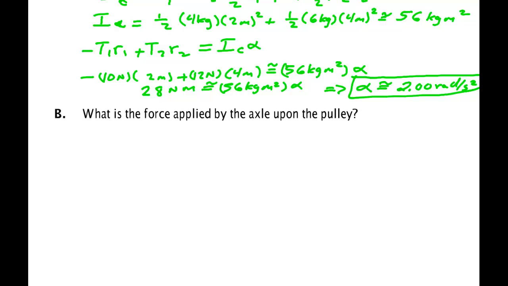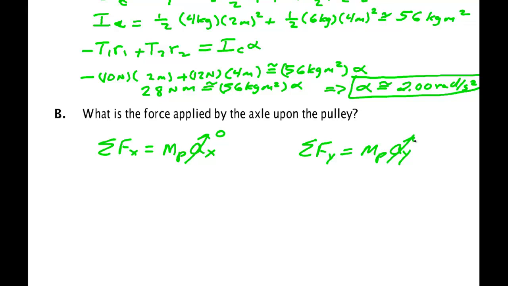What about the force applied by the axle upon the pulley? Well, the pulley wasn't going anywhere, so we know that the sum of the forces in X is equal to the mass of the pulley times the acceleration in X, but it wasn't accelerating. And the sum of the forces in Y is the mass of the pulley times the acceleration of the pulley, but the pulley was rotating. It wasn't accelerating in the sense that the center of mass was moving. Notice we're talking about the center of mass. That's what we're talking about, the acceleration, not the individual particles on the wheel.